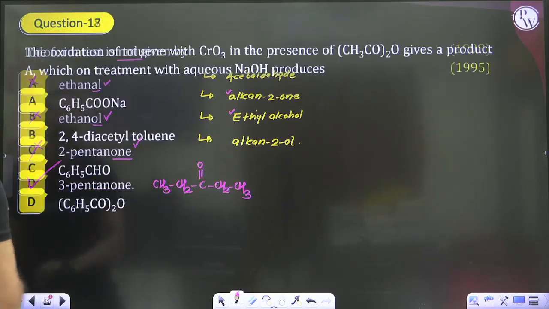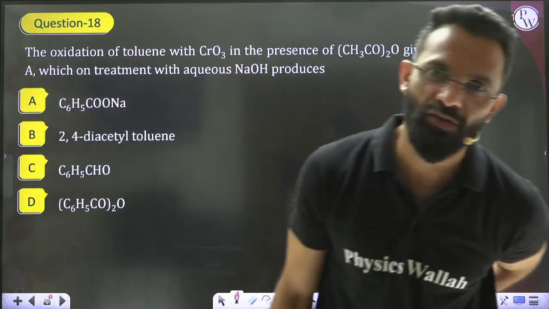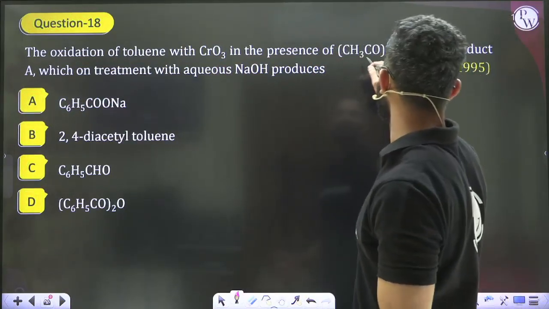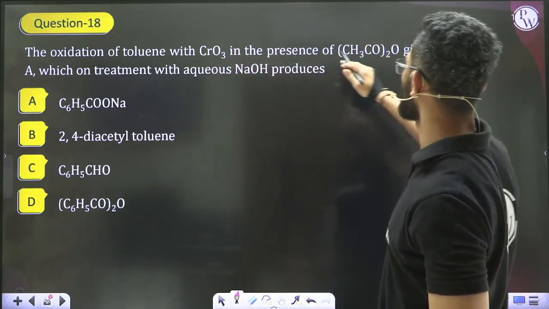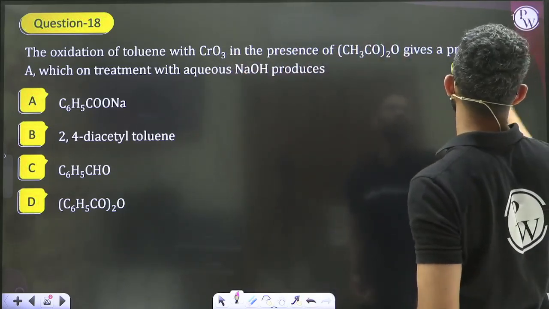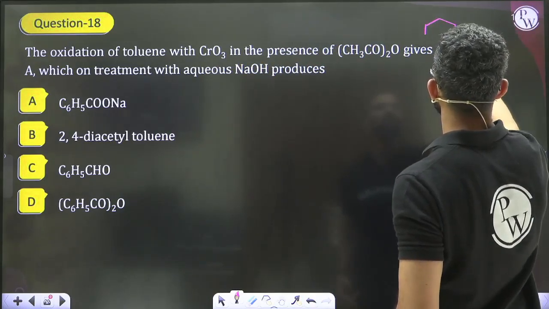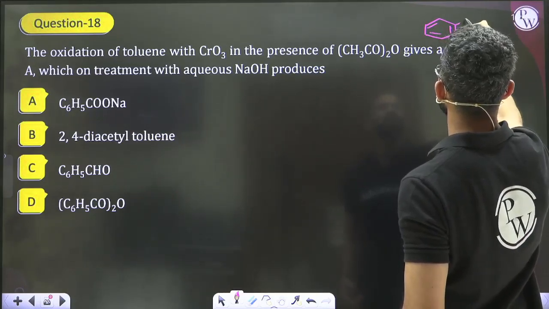Next, question number 18. The oxidation of toluene in presence of CrO3 in presence of acetic anhydride gives a product. So toluene upon CrO3 in presence of acetic anhydride gives a product. Well guys, this reaction is the formation of an aromatic aldehyde. So the product is going to be benzaldehyde.